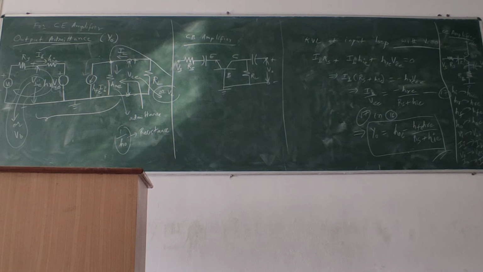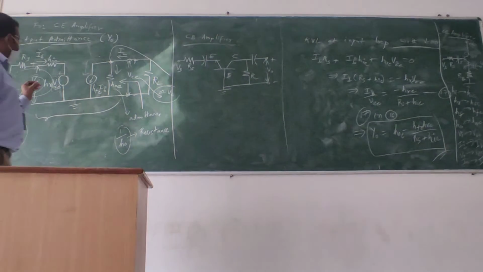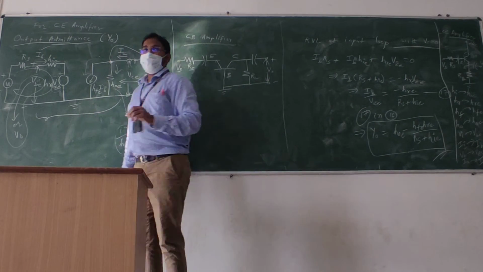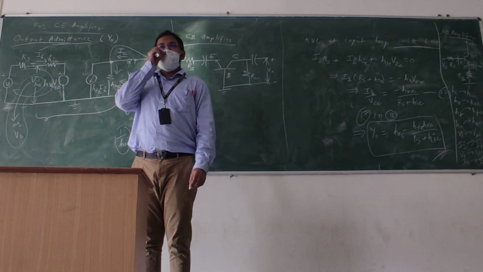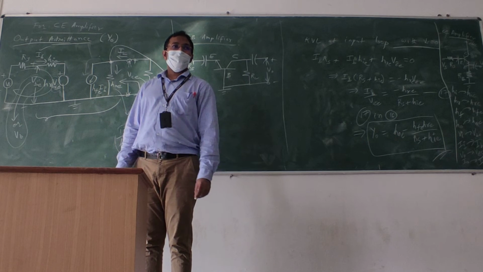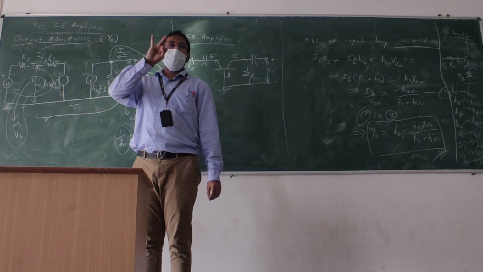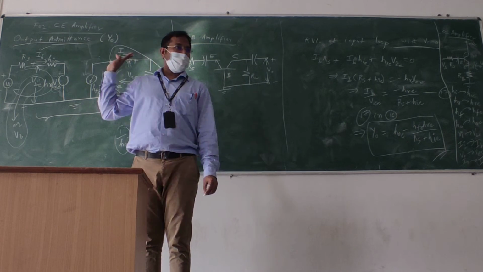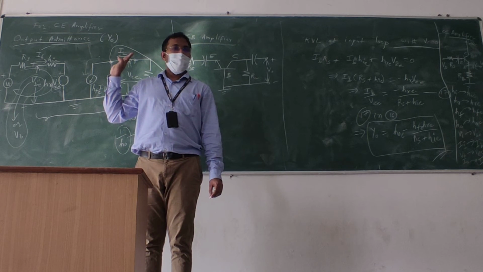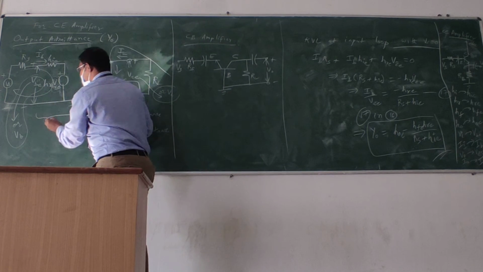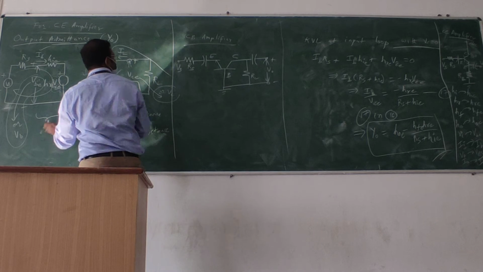Next, approximate H parameter model. Very easy. Here, in total how many H parameters do we have? Bhavani, how many H parameters do we have? 4: HIE, HRE, HFE, HOE. Clear? So among these 4.